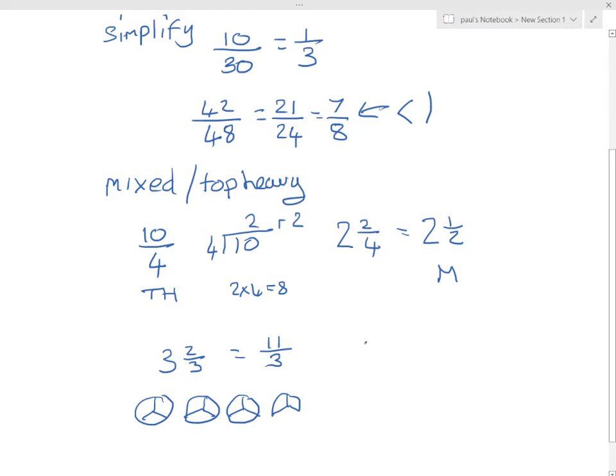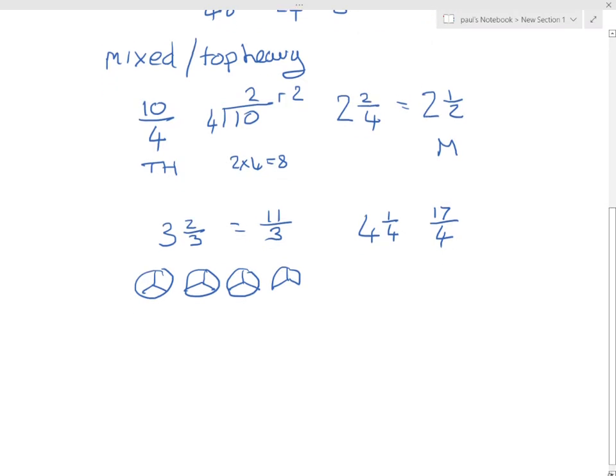Let's just do one more there. 4 and 1/4. So we go 4 times 4 is 16, plus 1 is 17, so it will be 17 over 4. Now we need to do this when we're adding or multiplying, in case we get mixed, because before we calculate, we need to change into top heavies, and when we finish the calculation, we might need to change it back into a mixed number, and simplify, of course, at the same time.